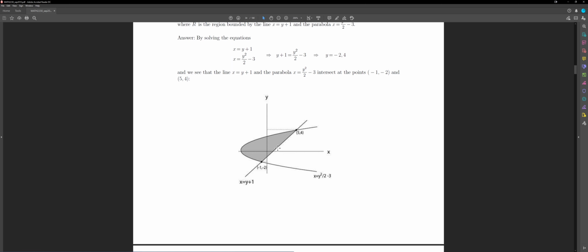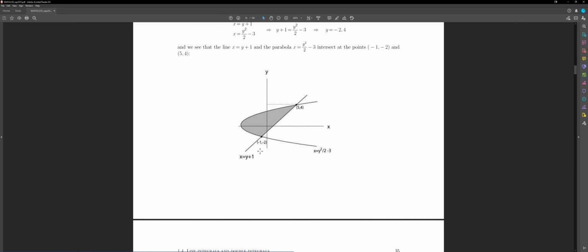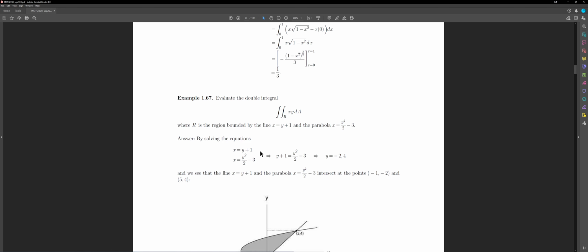And it changes to the straight line, right? So in order for you to express this as type 1, you'd need to actually cut this into 2 regions, right? Now that's a little difficult, so it's easier if we just express this as a type 2 region, right?